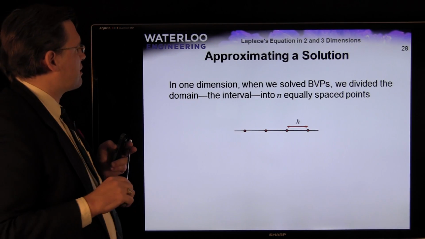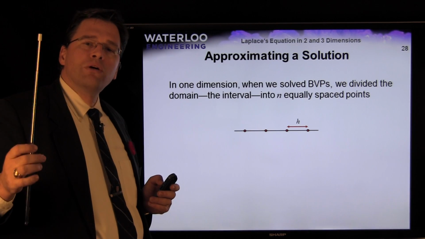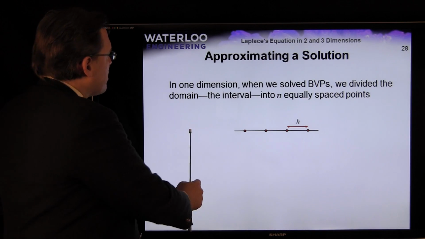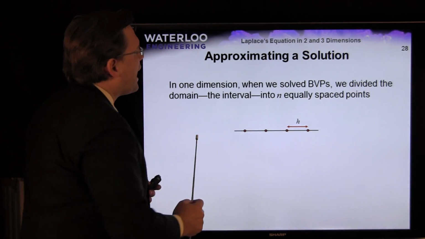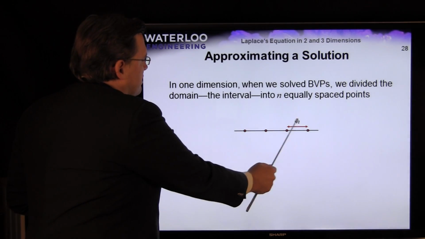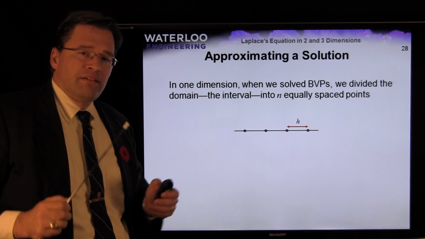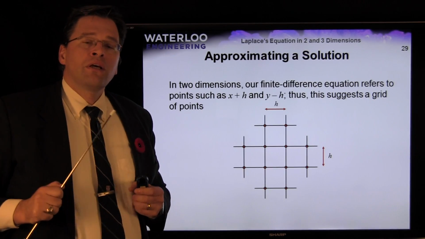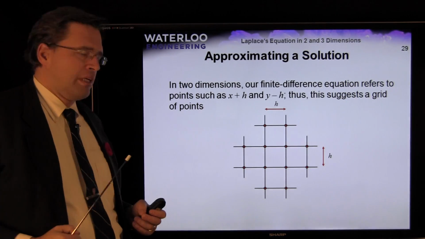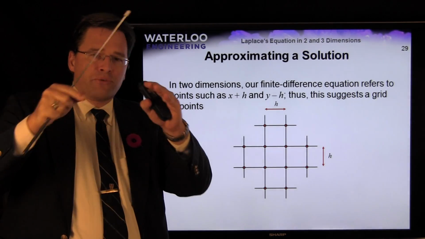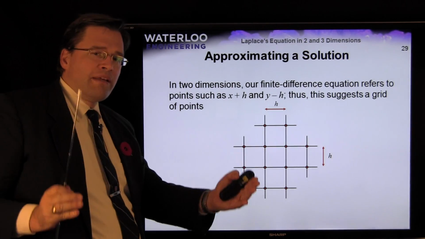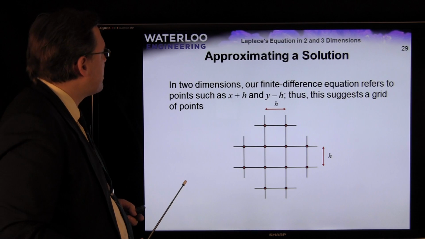So how do we approximate a solution? What did we do with boundary value problems in one dimension? We took the interval and we divided the interval up into n equally spaced points, and we found that the distance between the points was h. In 2 dimensions, we're going to have a frame going around it, and we're going to take the domain in 2 dimensions and break it up into a grid.